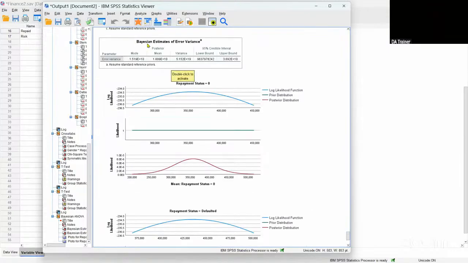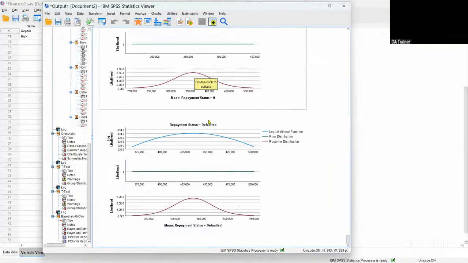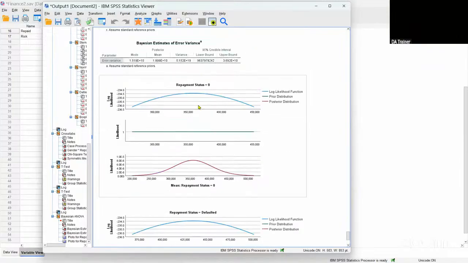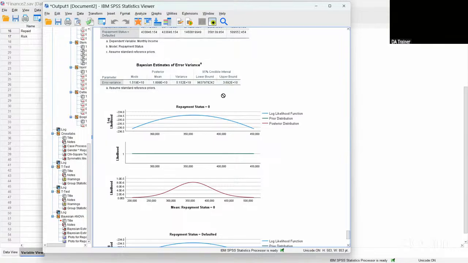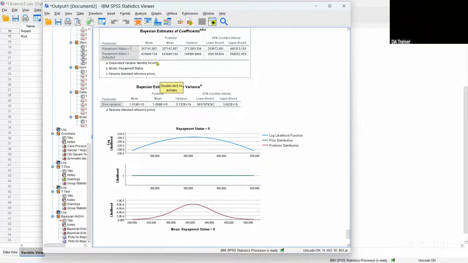And then we are looking at the Bayesian estimate of error variances. It looks like those with high income pay their loan compared with those with low income. But we can't just agree like that. Let's look at the significant value under the analysis here.